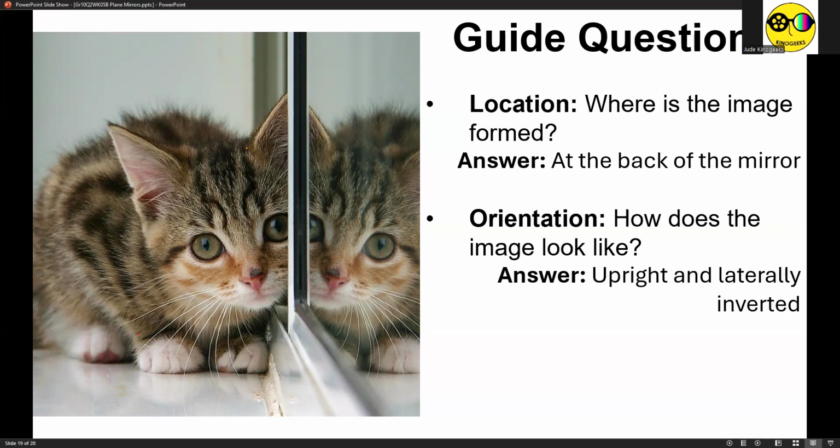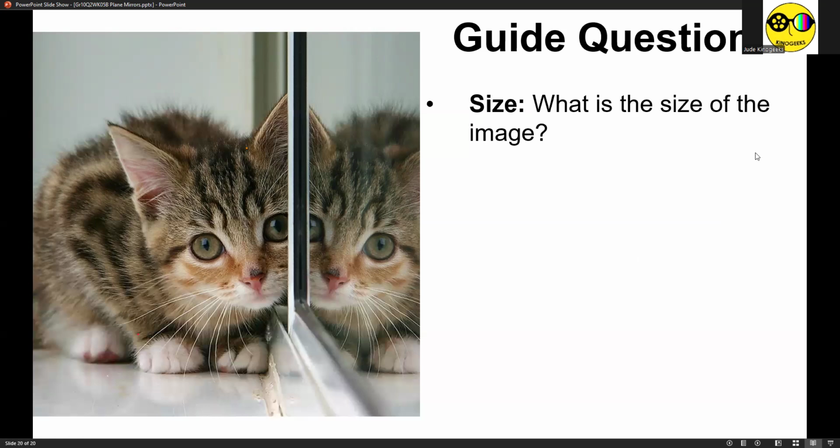Same orientation as the object, but reverse left and right sides. The left side will become the right side in the mirror, and the right side of the object will become the left side in the mirror. And for the third one, the size, what is the size of the image? We expect it to be the same size or the same height as the object.